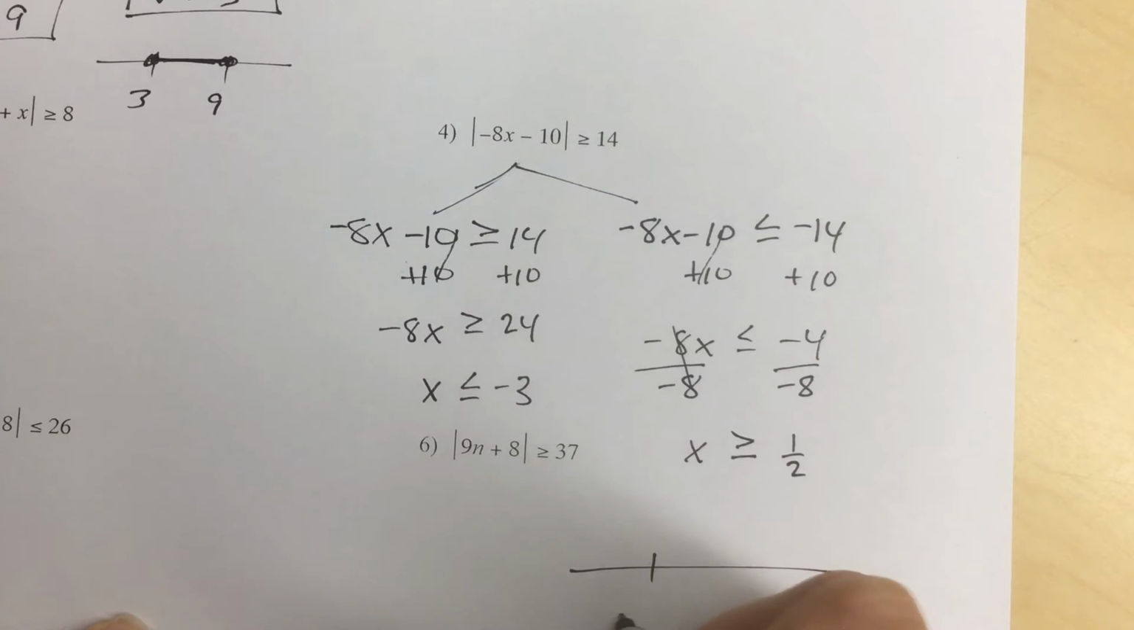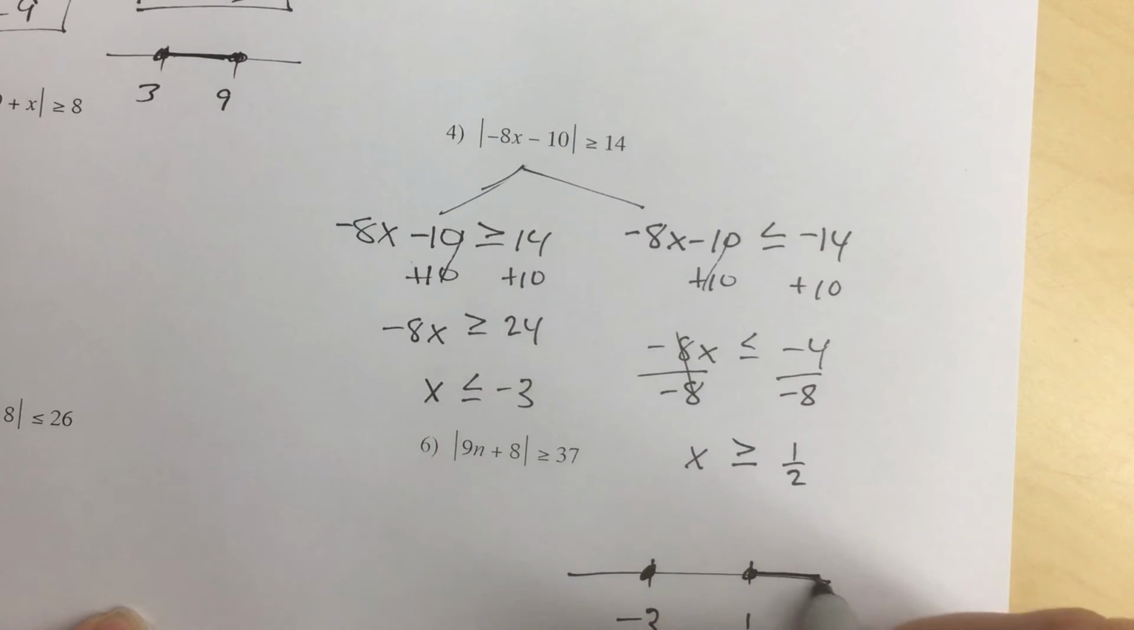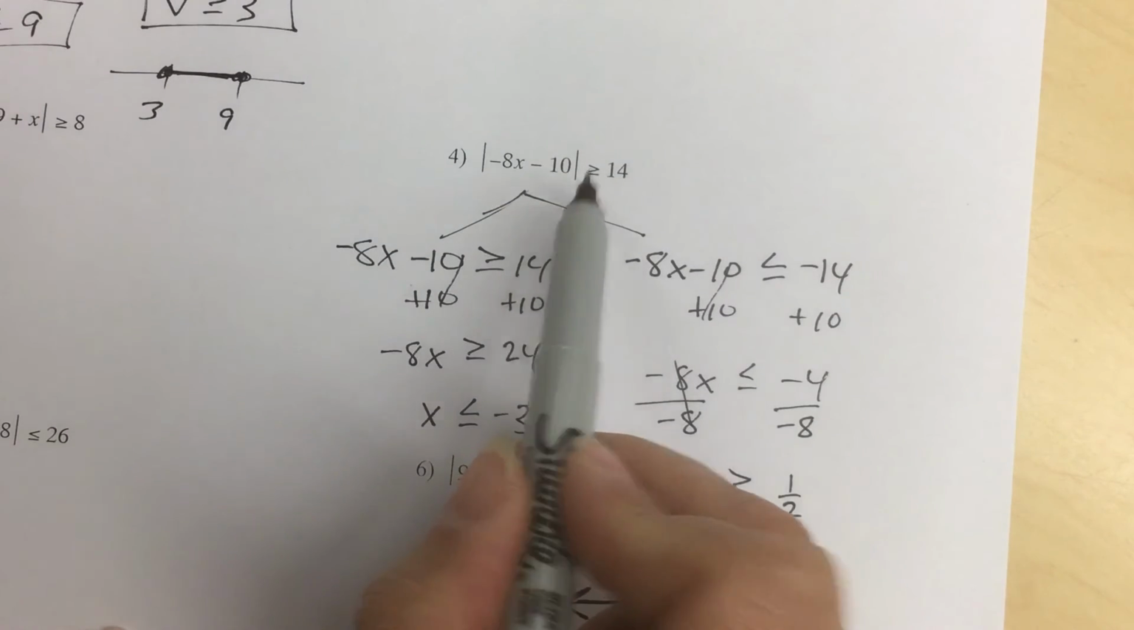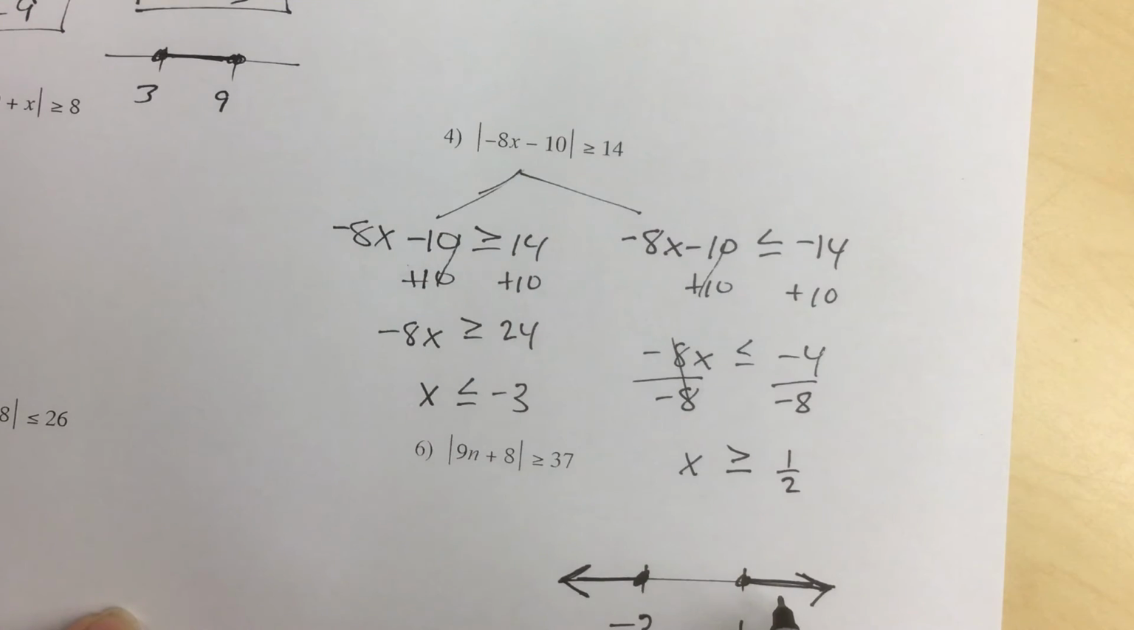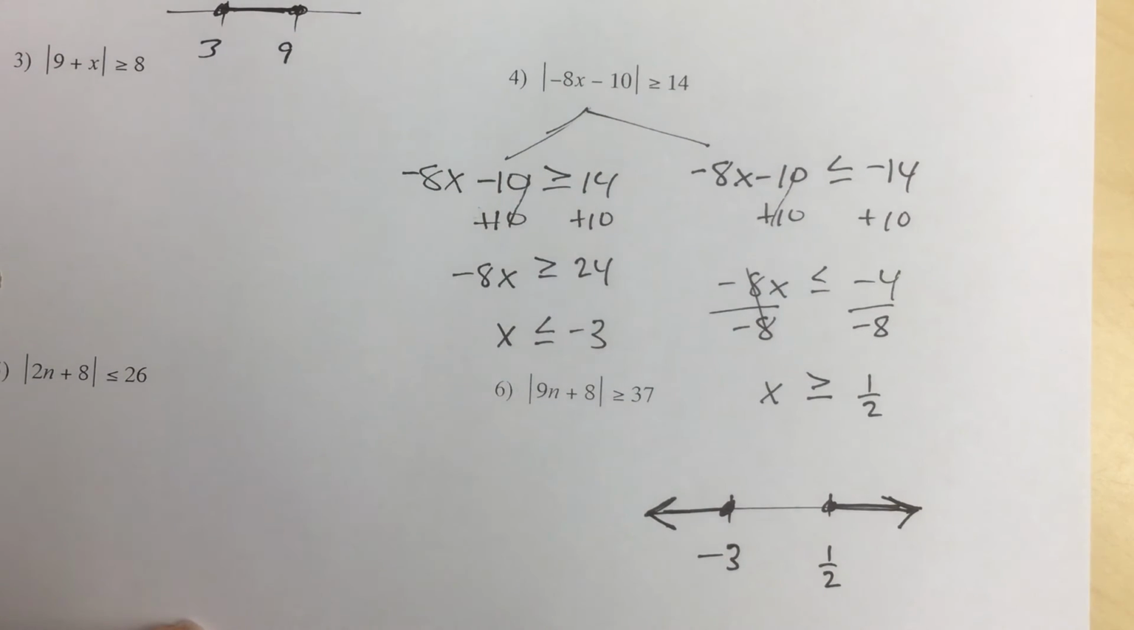So when you go to graph that, you've got a negative 3, a 1/2, closed dot, bigger than a half, smaller than negative 3. And so see, that fits our pattern. If it's greater than, it's out on the ends. Okay, that should show you how to do the problems in the assignment.